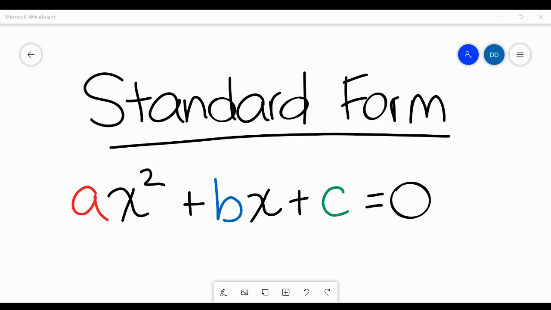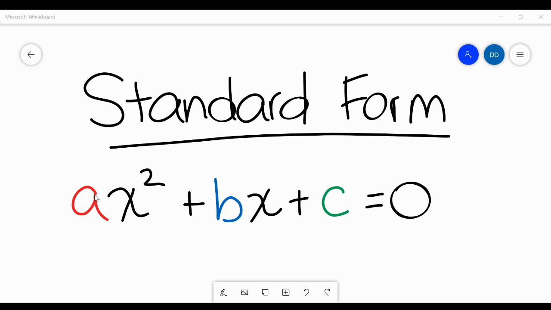Hey everyone, so today's lesson is rewriting quadratic equations in standard form. In order to know how to do that, we have to refresh our memory on what standard form is. Basically, you can see everything is on the left side of the equal sign, set equal to 0. That is the goal for today. We need to get this equal to 0.